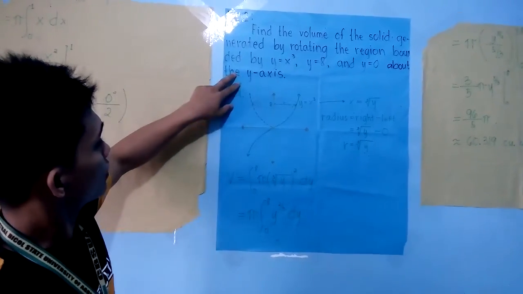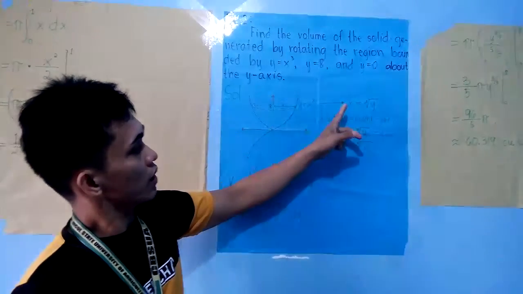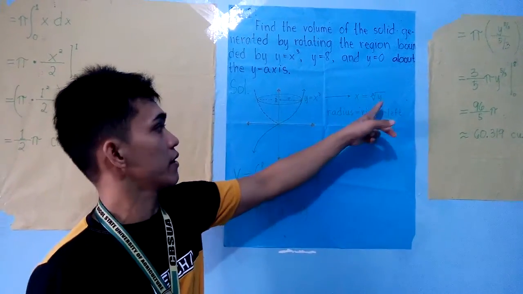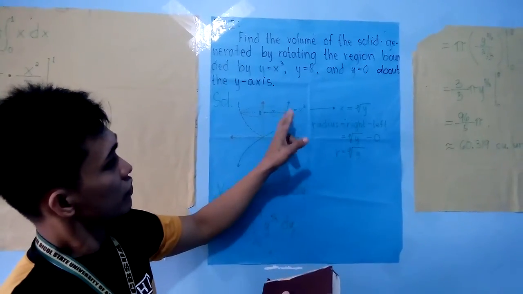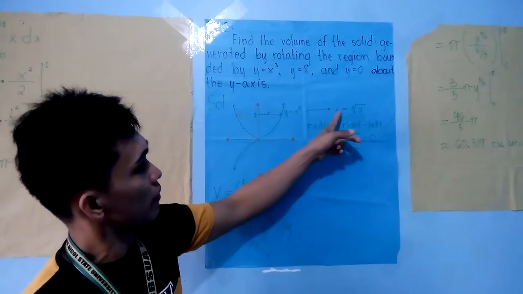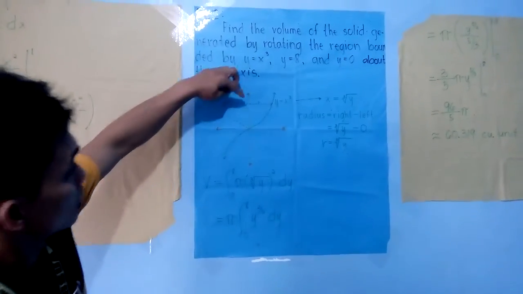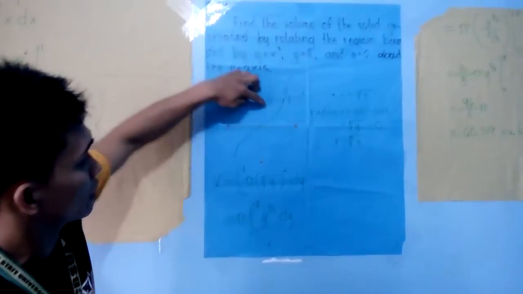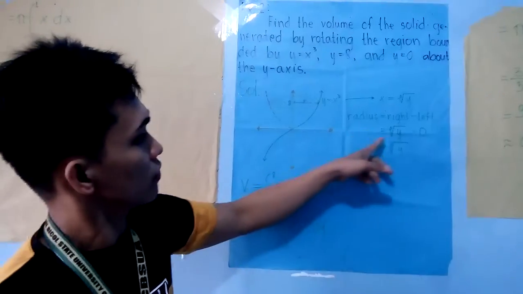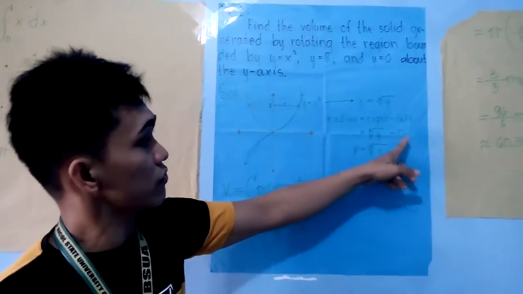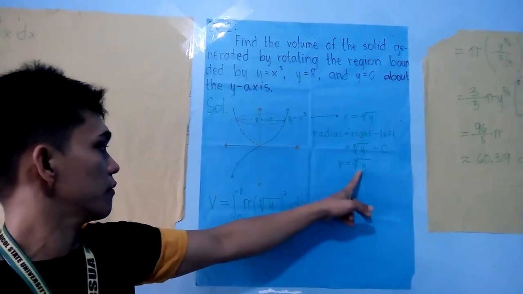Since it is about the y-axis, we will solve for the function in terms of y. When we interchange the variable, it will become x equals the cube root of y. In finding the radius, when you form a circle here, it will become right minus left, which is from the function the cube root of y minus 0. That's why our radius is the cube root of y.